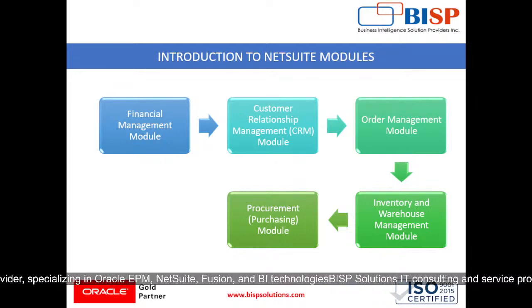Then comes our inventory and warehouse module, where all the inventory things which we have in our business will be kept, and procurement, which is the purchasing module, will be there, where it manages procurement processes from purchase requisition to vendor payments. The key features for the same are purchase order management, vendor bill approvals, and contract management.